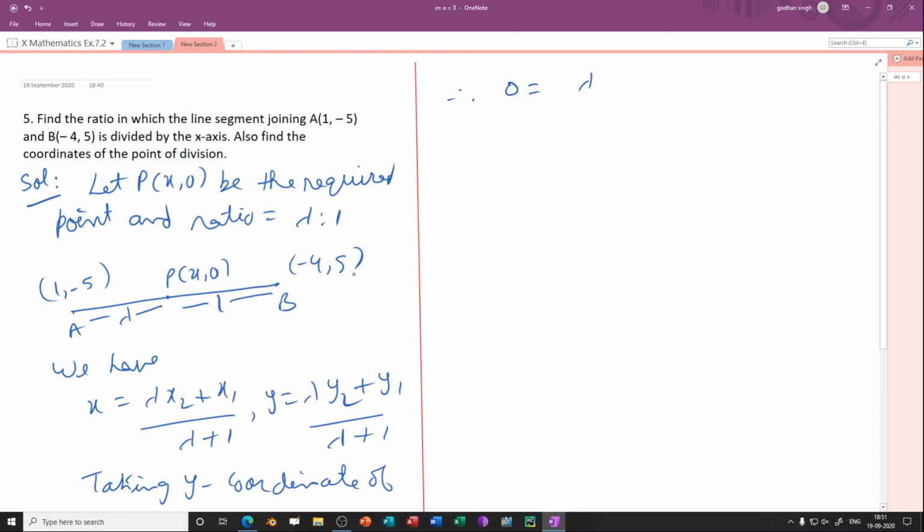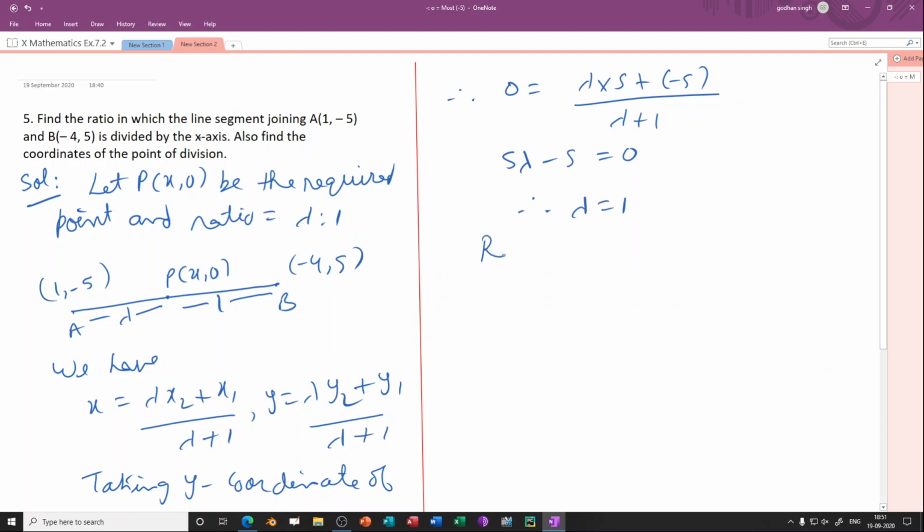Y2 is the y coordinate of point B, that is 5. So lambda into 5 plus lambda into y2 plus y1. What is y1? That is the y coordinate of point A, so that is minus 5 over lambda plus 1. Cross multiplying it, this will become 0. So we'll get 5 lambda minus 5 equal to 0. Therefore, we'll get lambda equal to 1.